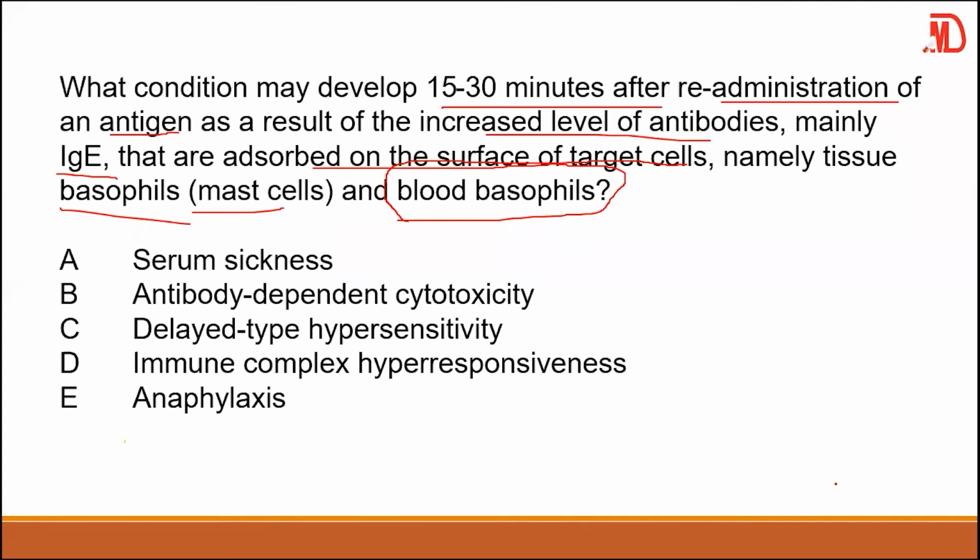Anaphylaxis. Guys, a minute. Give me one second. They've called me. I'm coming. There's a problem coming, so let me just pause.